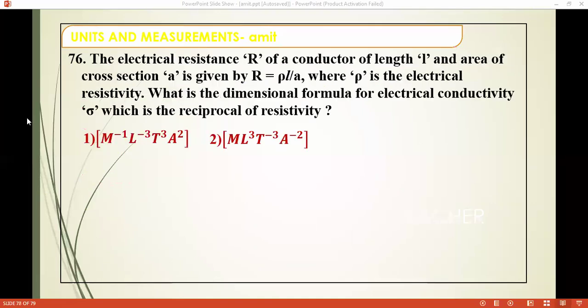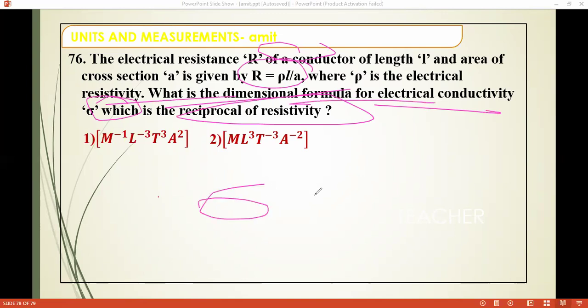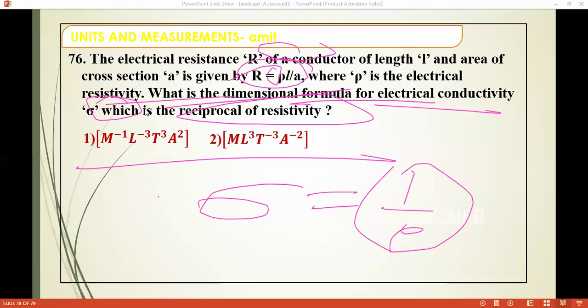The last question, and then we will end. The conducting wire has a given length and area. What is the resistivity of the conducting wire? The formula for conductivity sigma is basically 1 by rho. So from here you can find rho easily and put in the values. This will give the answer, but these are famous questions.